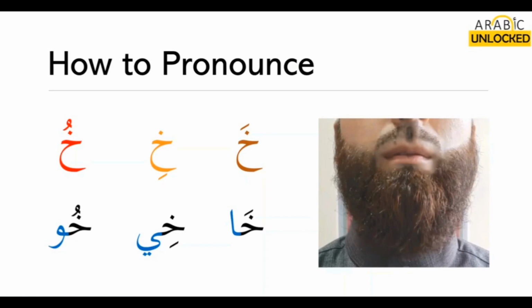And remember, the long vowels make the same sound as the short vowels, however they are elongated and stretched. So the fatha compared to the alif, with the fatha we make the sound kha, and with the alif we make the sound kha. With the kasra we say khi, and with the ya we say khi. With the dhamma we say khu, and with the waw we say khu.